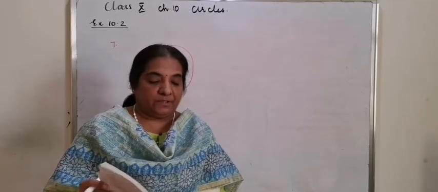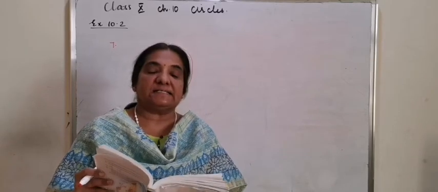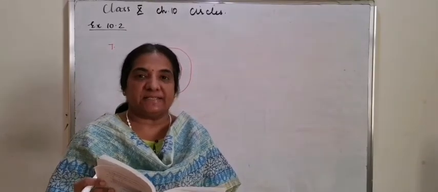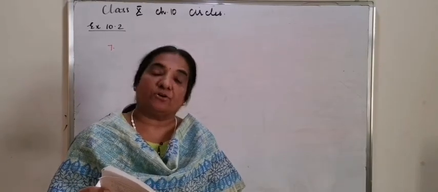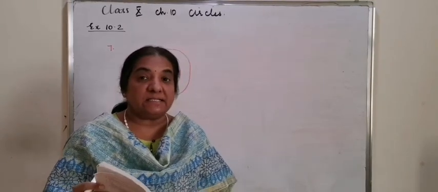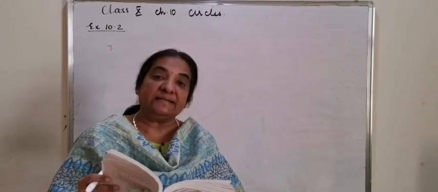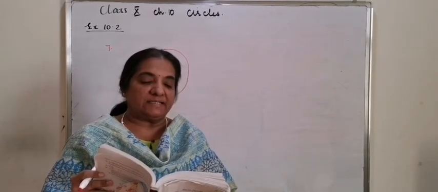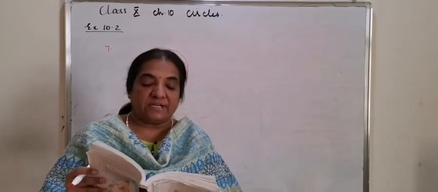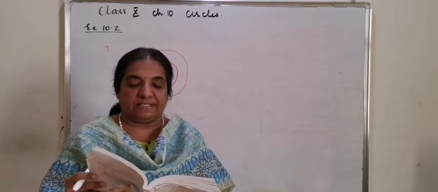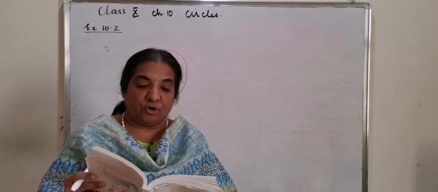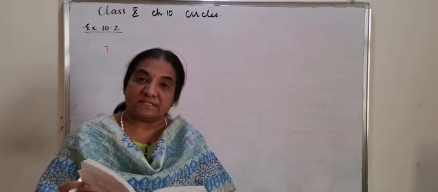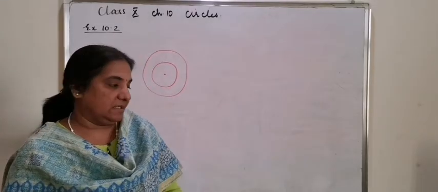Question 7. Two concentric circles are of radii 5 centimeter and 3 centimeter. What do you mean by concentric circles? Circles which have the same center are called concentric circles. Two concentric circles are of radii 3 centimeter and 5 centimeter. Find the length of the chord of the larger circle which is touching the smaller circle.